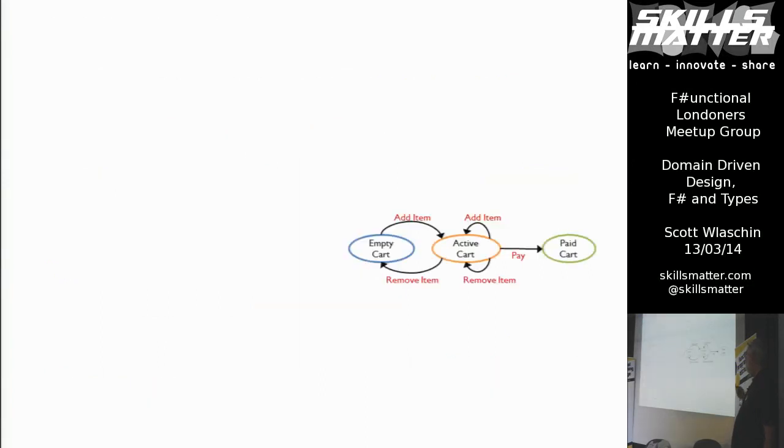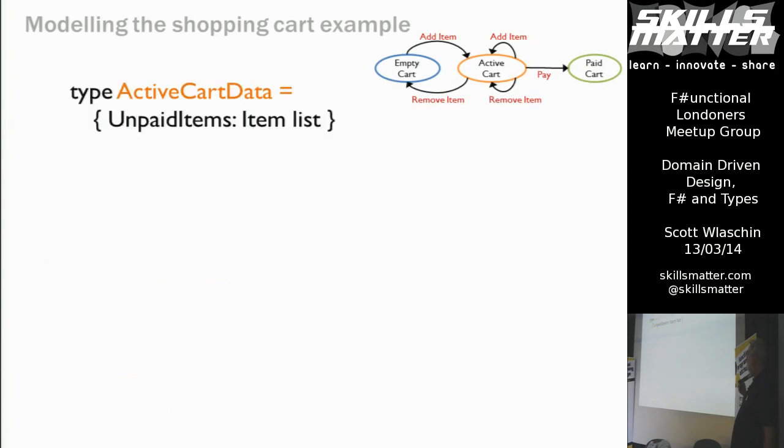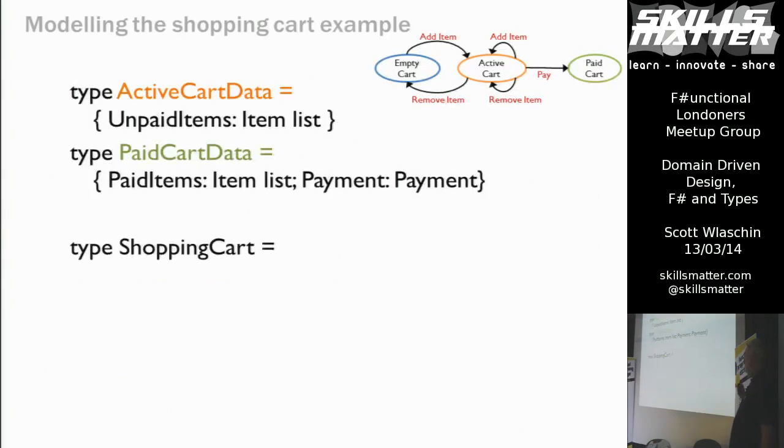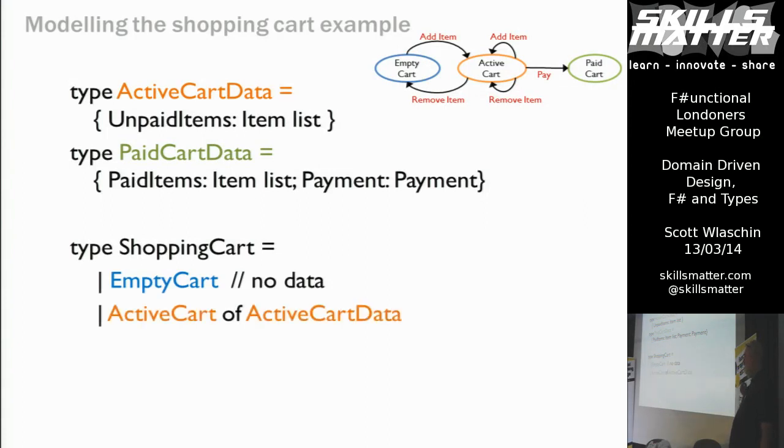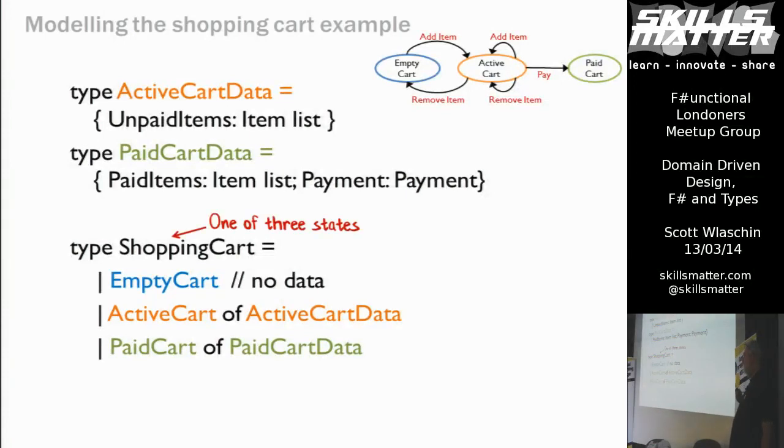Right, so let's put them together. So we have our active cart, we have our paid cart. So the shopping cart is going to consist of 3 different cases. The empty cart case, the active cart case, and the paid cart case. And for those 2 cases, we store the data associated with that state. All right? So we define the data that we store, and then we define a case for each possible state. So once you've done that, you can now define an API.